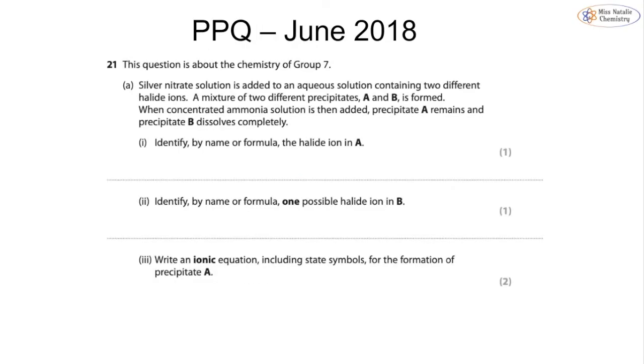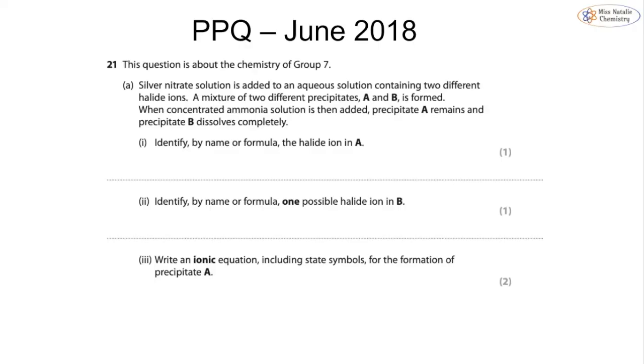Let's look at the 2018 paper. This is a slightly longer question, and it's all about the chemistry of group 7. So silver nitrate solution is added to an aqueous solution containing two different halide ions, and we get a mixture of two precipitates, A and B. When concentrated ammonia solution is then added, precipitate A remains and precipitate B dissolves completely. So identify by name or formula the halide ion in A.